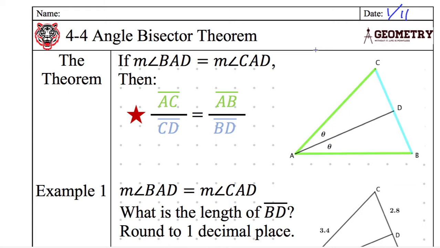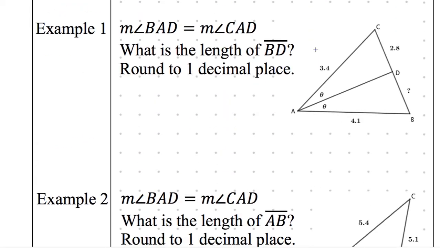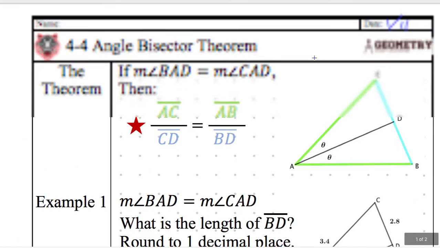All right, so angle bisector theorem. So I'm going to just tell us what the theorem is. If you want to see a proof, the proof is going to be on the back. We're going to be going over that shortly.